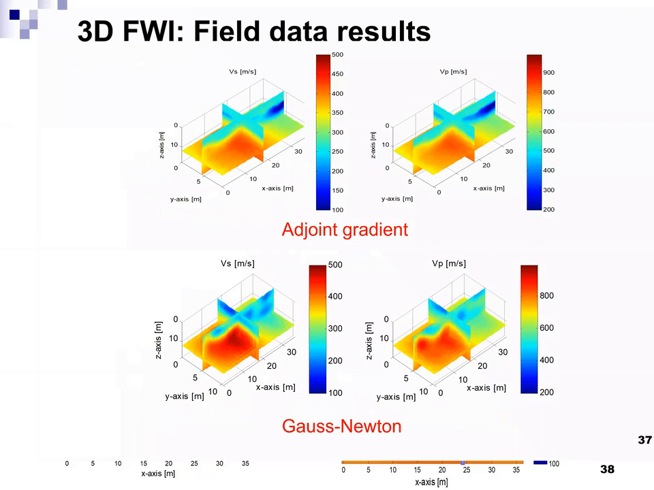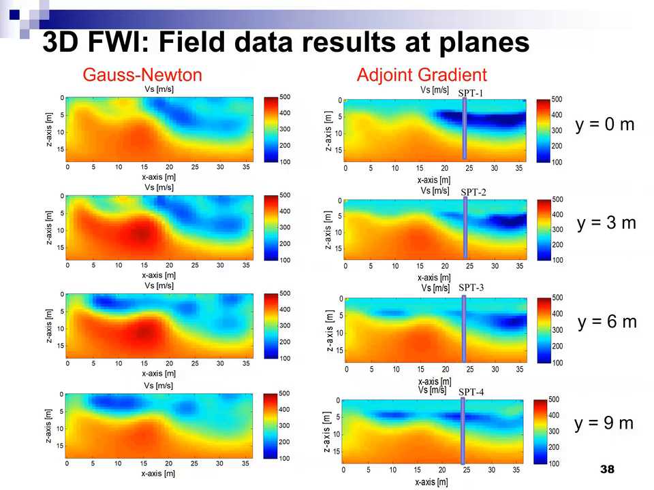Next, here's the comparison in 2D for different planes. This is the 3D result, but I show it in a different plane. So you can see the low velocity zone here, from cross-adjoint and Gauss-Newton, also similar, I would say. Shallow rock here and deeper here. So we have a low velocity zone around the chimneys, but there's no void.